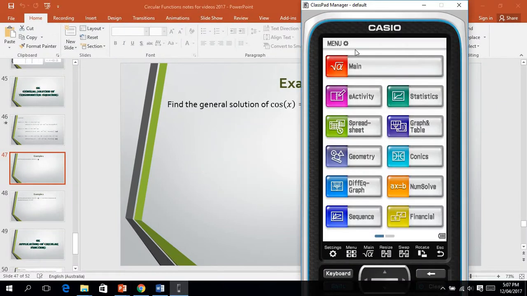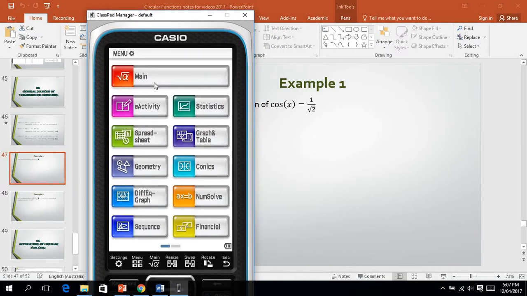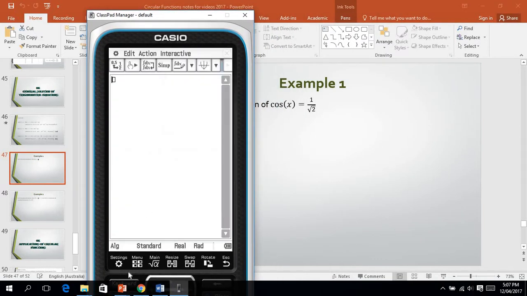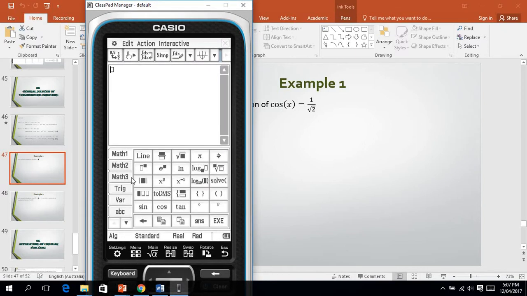All we do is get our calculator. Let me just move it over here for a minute so I can see this. Okay, we get our calculator and we type in our equation. So typing in our equation, cos of x equals 1 over root 2 is what we're wanting. So we get 1 over root 2, okay?